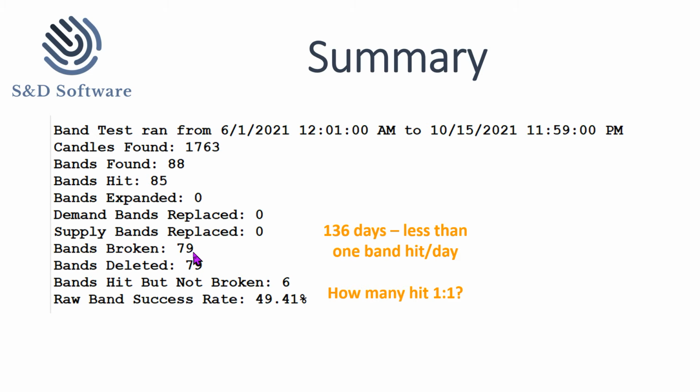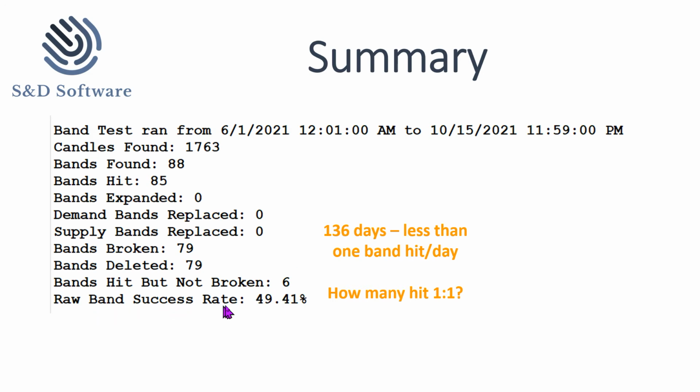So that is a band which price came back to and is now no longer active because price has violated it, and then how many bands were deleted. And then this also shows you the bands that are still active. Price returned to them, moved away, and has not come back yet. And in this example, we did 136 days in the band test, and so you can see here, if you look at our broken bands and our bands hit, we're averaging less than 1 band or potential trade a day.